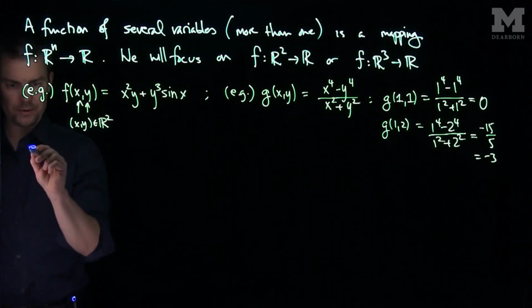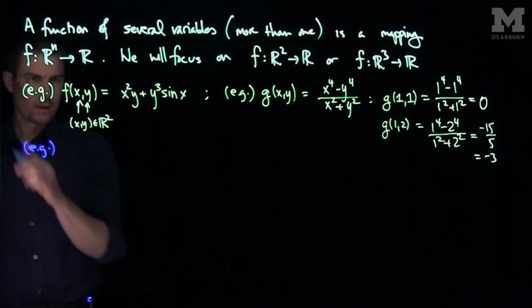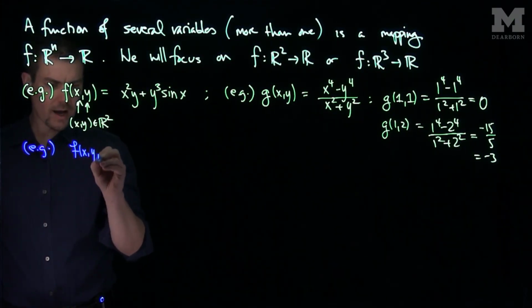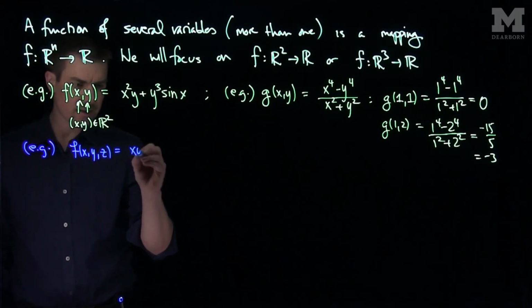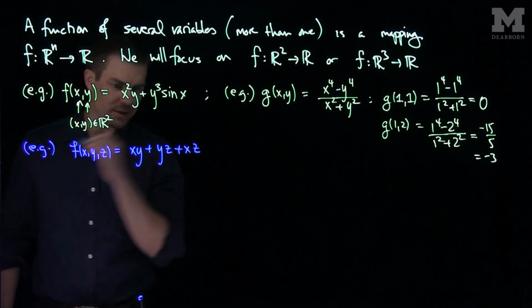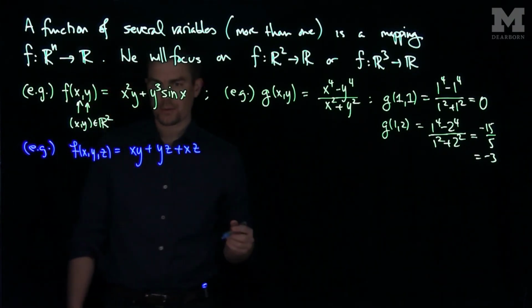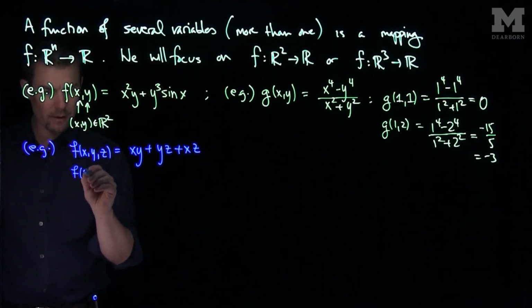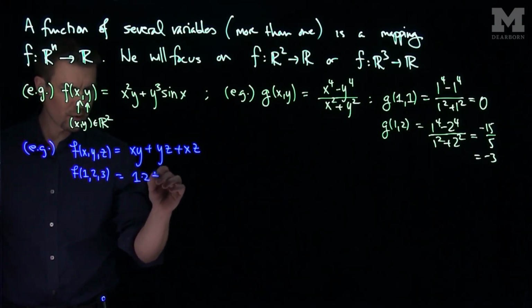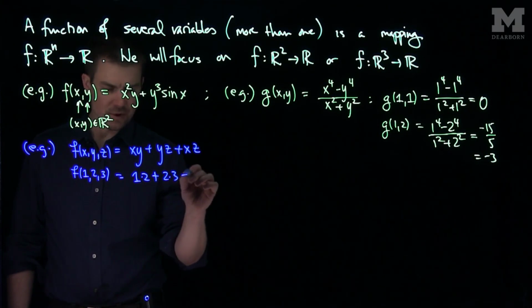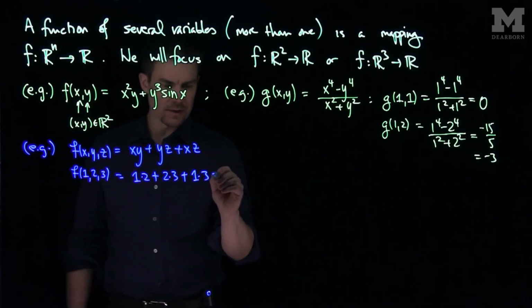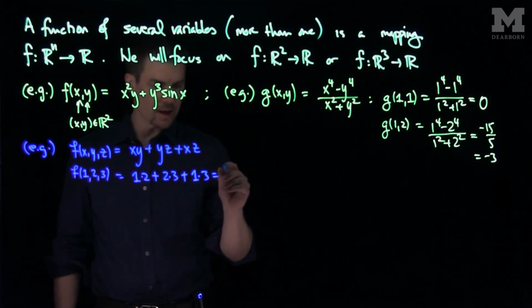So let's do some more examples. So we can look at a function, for example, f of x, y, and z, which is x times y plus y times z plus x times z. That's a function of three variables. And if I was to plug in, for example, f of 1, 2, 3 into this, I would have 1 times 2 plus 2 times 3 plus 1 times 3. So this would be 2 plus 6 plus 3. So 2 plus 6 plus 3 is 11.